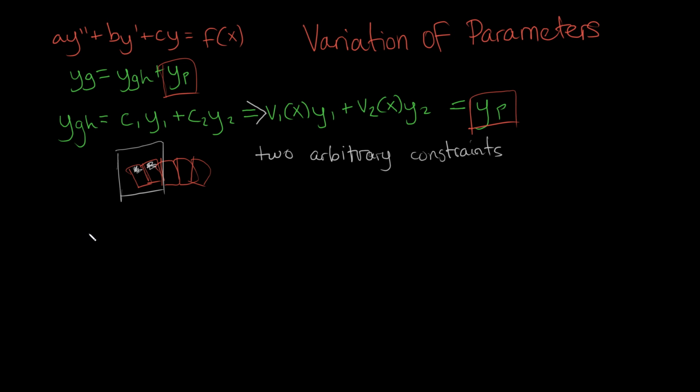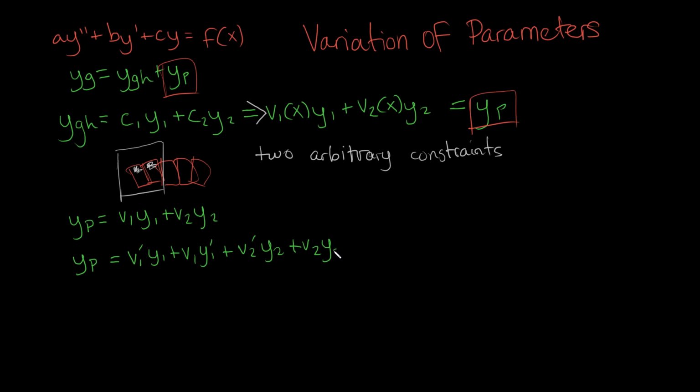Okay, so if we have this, we know obviously the zeroth derivative. That one's pretty easy. And I'm going to stop writing of x. So just y1 times v1 plus v2 y2. The first derivative is going to equal, we do need to use the product rule because these are both functions of x, v1 prime y1 plus v1 y1 prime plus v2 prime y2 plus v2 y2 prime.